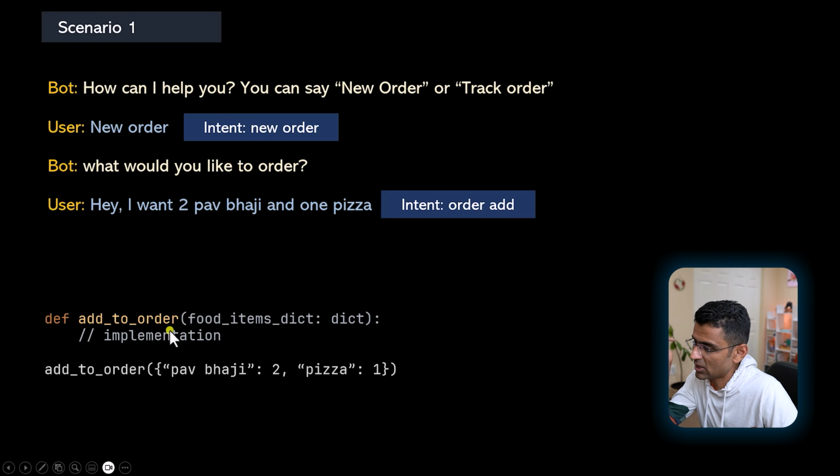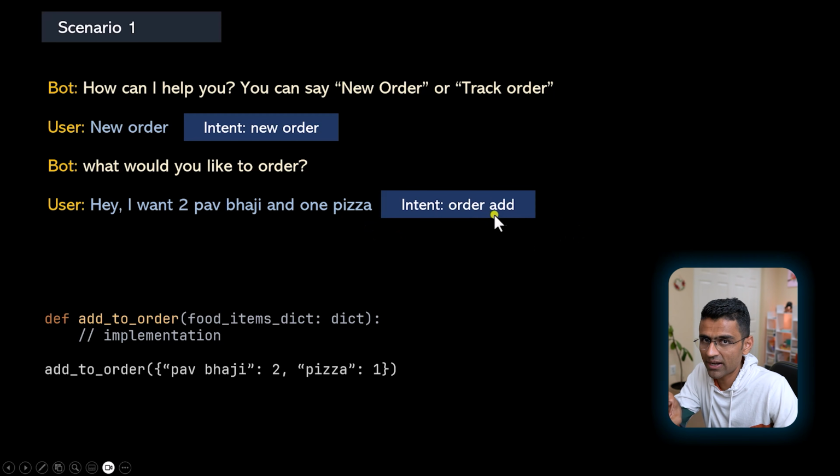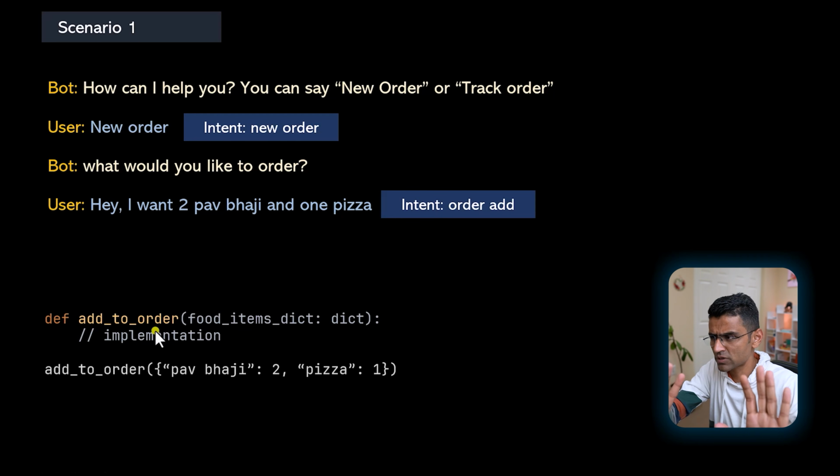You might have this function add to order where you need two pieces of information: name of the item and the quantity. So intent alone is not sufficient. Intent is what? Order add. So using order add, maybe you call this function in the Python backend, add to order. And don't worry, we'll add all this. It will be very clear, folks. If you're confused right now, just hold on. I will make things very, very clear.